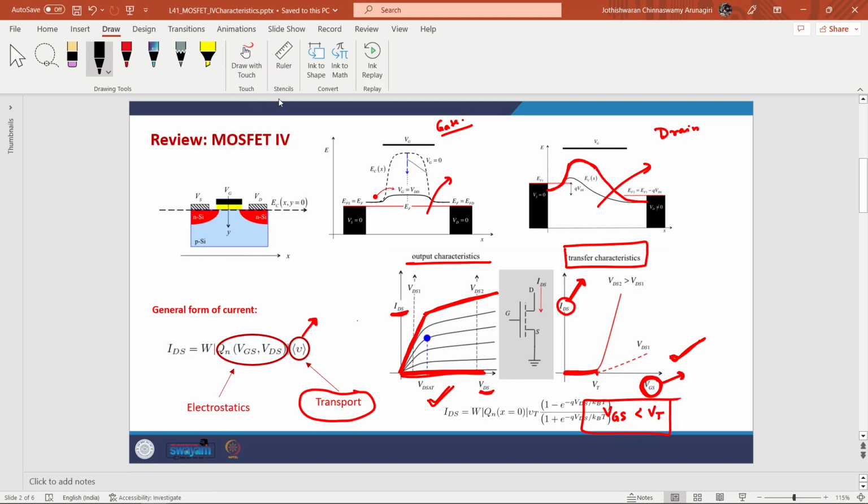Okay. So now tell me this. Along what direction are the transfer characteristics? What is the voltage that is being varied?